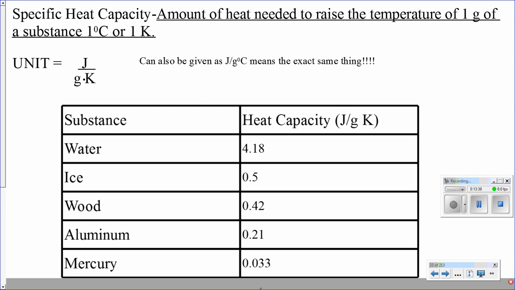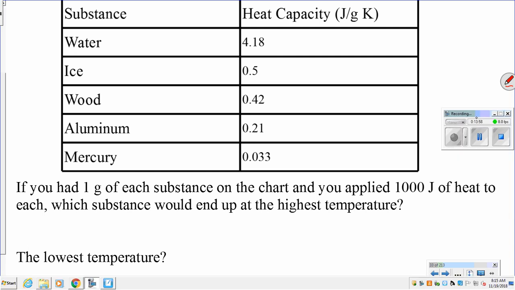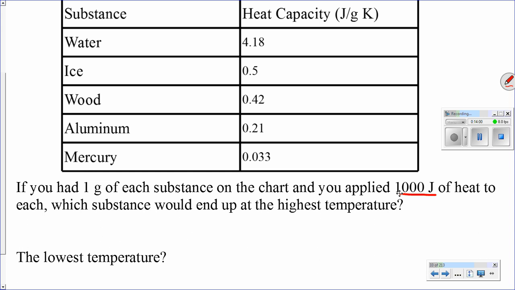So I gave you a few different substances just to look at here. For comparison's sake, you can see that liquid water has an absolutely unbelievable heat capacity. What's nice to understand conceptually is that if I had equal size 1 gram samples of each substance on the chart and I wanted to apply 1,000 joules of heat to each one, which sample would end up with the highest temperature? And the answer is mercury, because mercury has such a low heat capacity. Water would heat up the slowest, but water would also hold that heat the best. So even though the temperature change would not be as much, that energy would stick in there a little bit.